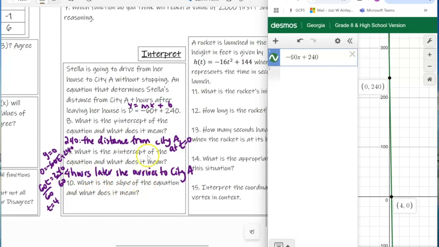What is the slope of this equation? So we know that the slope is negative 60, and that makes sense because you can see this graph is going down as opposed to going up, right? And what that means is this is the speed at which she is driving.